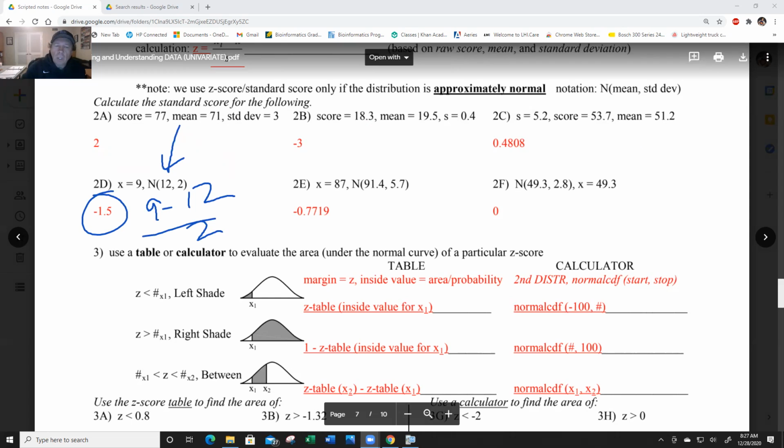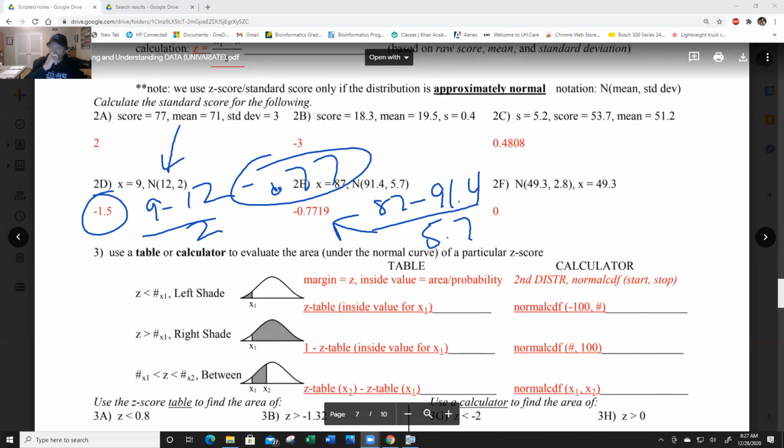The next number is 87. We're going to subtract the mean, 91.4, and divide by the standard deviation of 5.7, and we're going to get that. We're going to round that to -0.77, right? Because we're going to go to the hundredths on this.